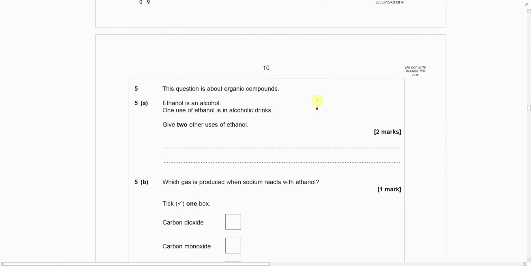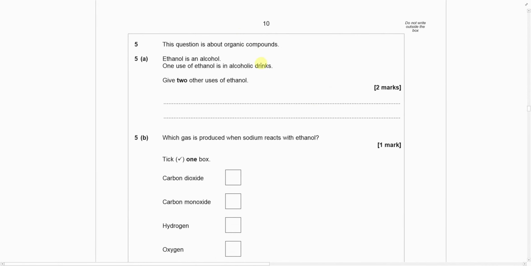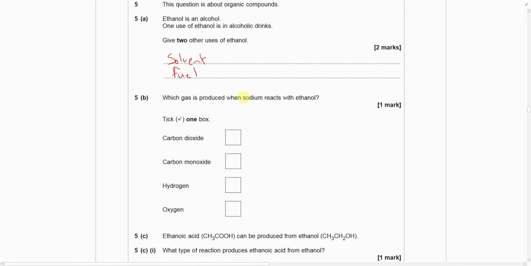Just changing back to my red pen. So then, this question is about organic compounds. Ethanol is an alcohol. One use of ethanol is in alcoholic drinks. Give 2 other uses of ethanol. Well, one of the main uses is as a solvent, so we use it to dissolve things in chemical reactions. And another use is that we can use it as a fuel, so it's in certain fuels as a biofuel, something we can actually grow, a renewable fuel.